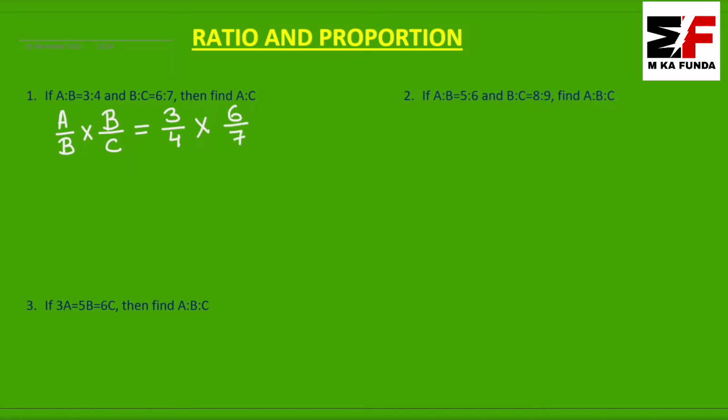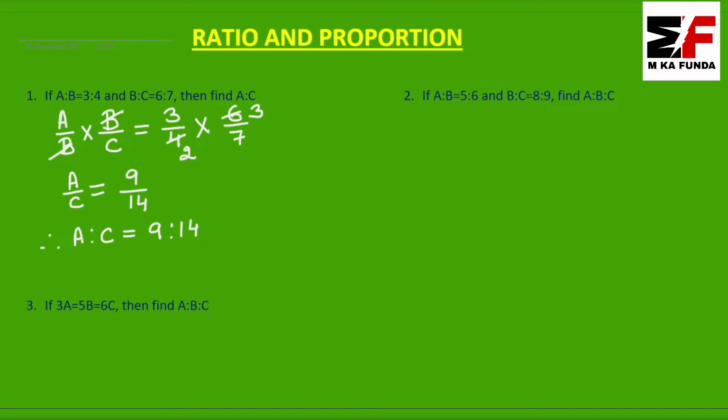Now you can see over here B and B gets cancelled. Over here 2 2s are 4 and 2 3s are 6. This 3 and 7 will not get cancelled. So we are getting A upon C is equal to 3 3s are 9 upon 7 2s are 14. Therefore A is to C is equal to 9 is to 14.